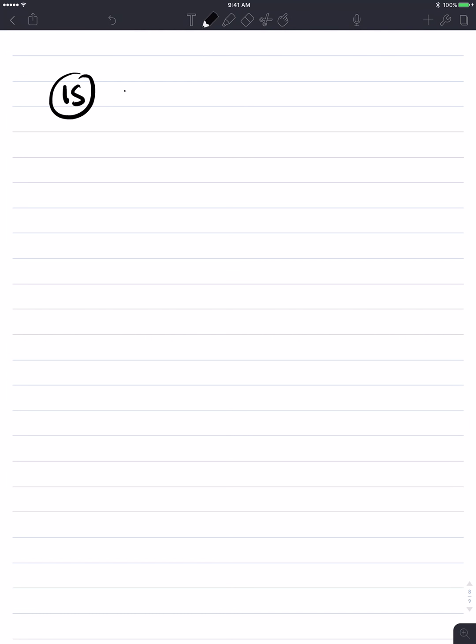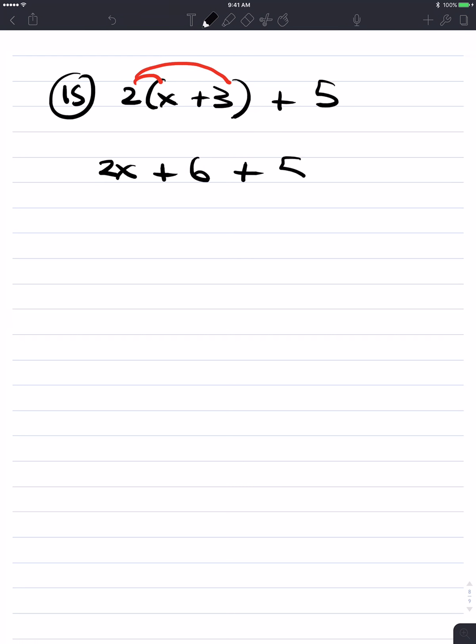Number 15, 2 times the quantity x plus 3, plus 5. Now, we are simplifying this expression, and in order to do so, we're going to have to use the distributive property. I'm going to multiply 2 with x to get 2x, and then 2 with our positive 3 to get positive 6. Don't forget we have a 5 out here.